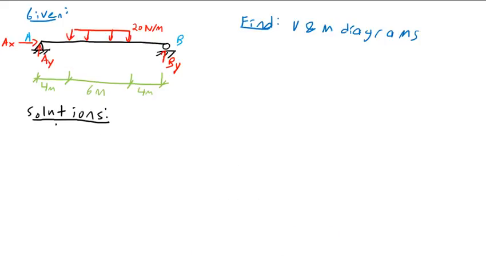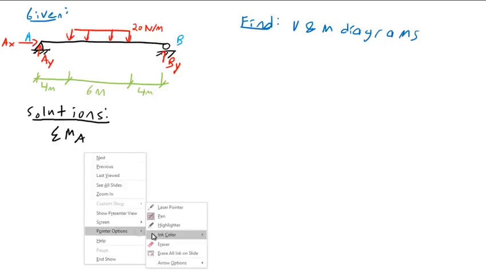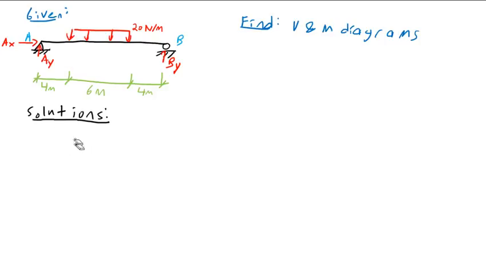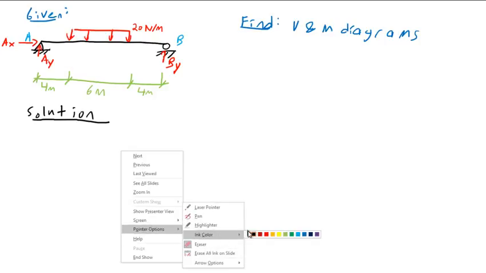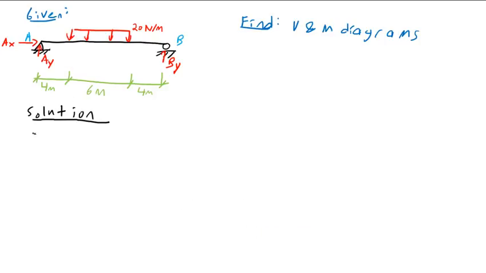Okay. So first, the sum of moments about A. Solution. There's only one solution. Okay, solution. So the first thing I'm going to do is get the reactions. Step 1 is to get the reactions.